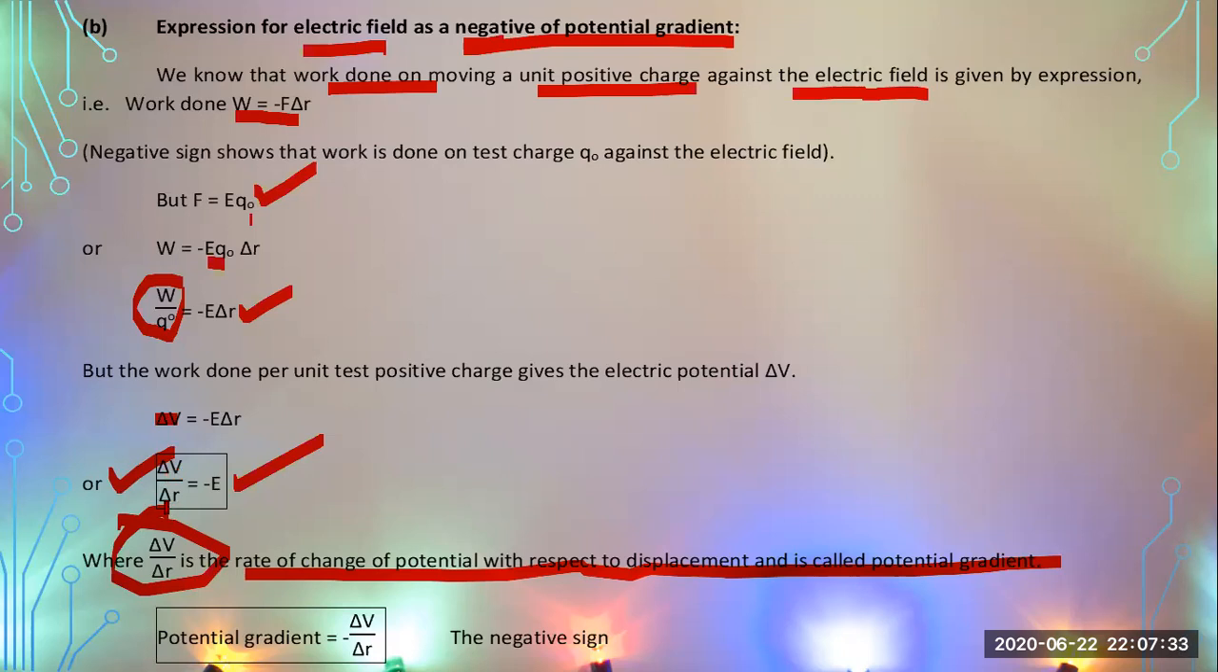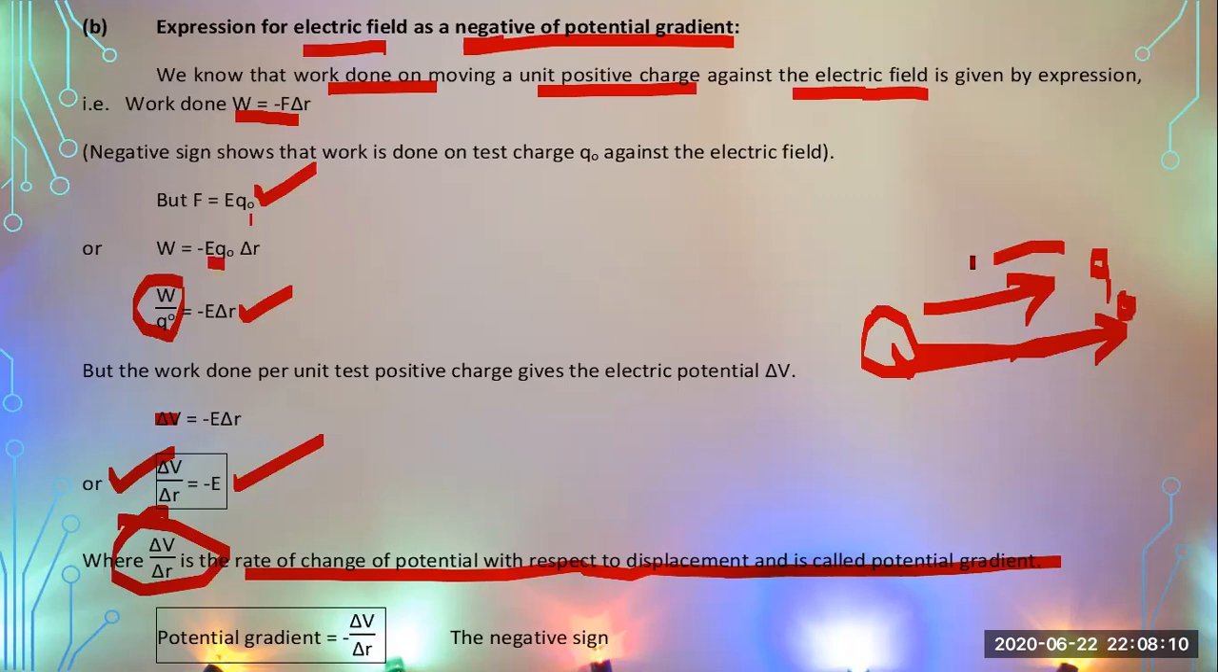Why? If you look at the concept, the meanings are very simple. If you have any charge Q, and there is a field produced by this charge particle, the direction of this field is outward. This is the direction of the charge particle and the electric lines of force are along this direction. You are trying to move a test charge particle Q naught. You have moved this charge particle towards this direction.